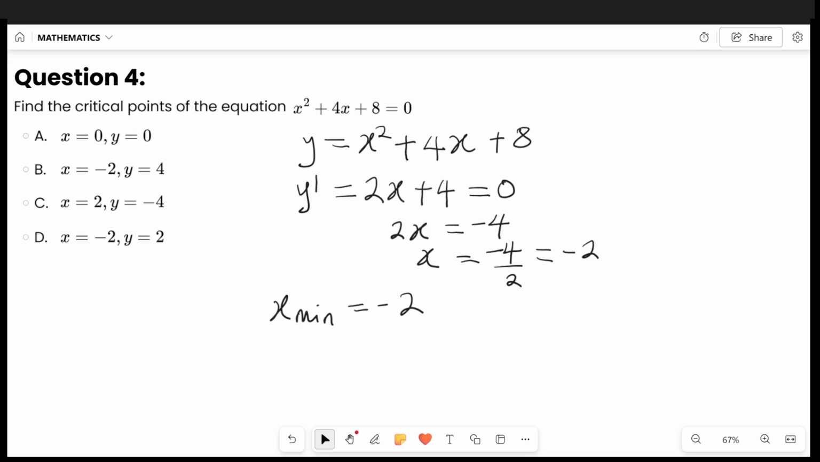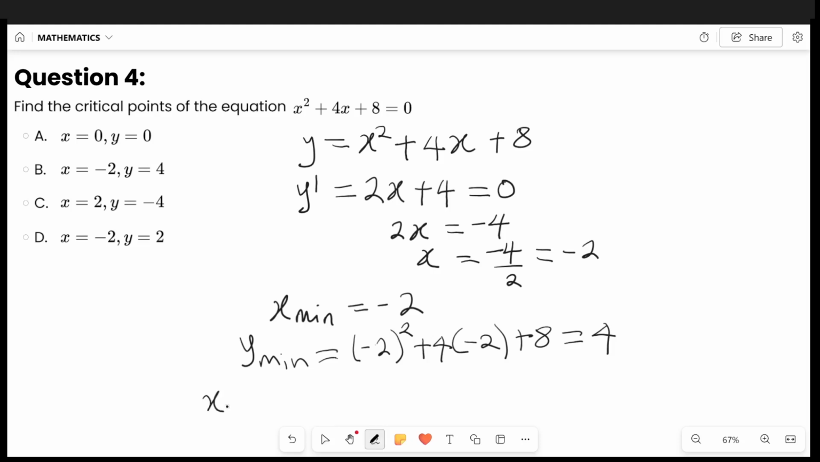And if we do that, we are going to have y minimum is equal to what? Open brackets minus 2, close brackets, square plus 4 open brackets minus 2 close brackets plus 8. And what does that give us? If you punch that into your calculator, that would give you what? 4. That means that our answer, which is x minimum, comma y minimum, is equal to what? Minus 2, comma what? 4. So our answer is what? B, x equals minus 2, comma y equals 4.